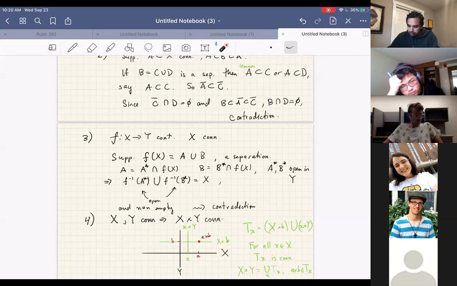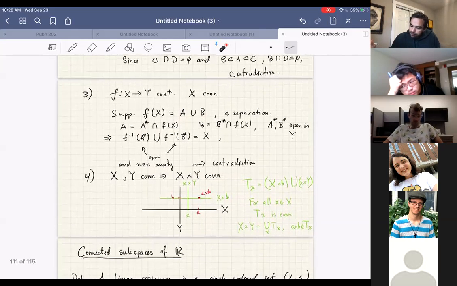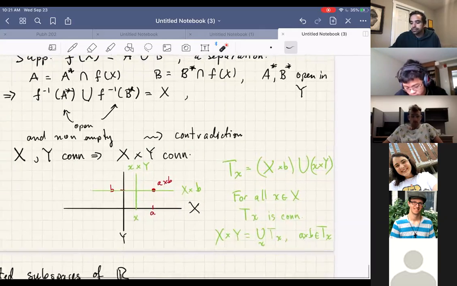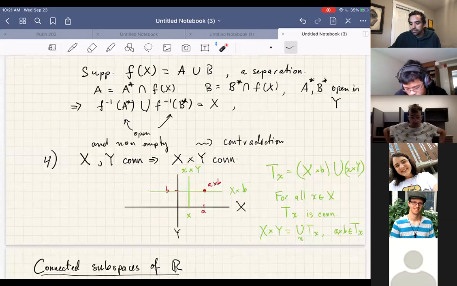Finally, the product of two connected spaces is again connected. So I'm going to take two minutes to argue this with a picture. From this, it will follow by induction that the finite product of connected spaces is connected.